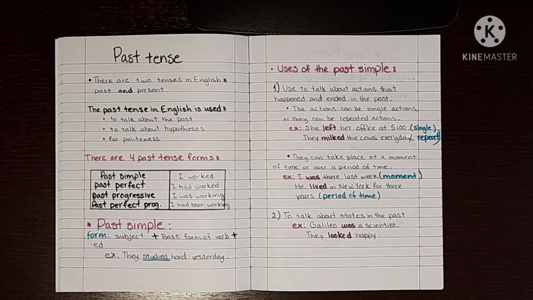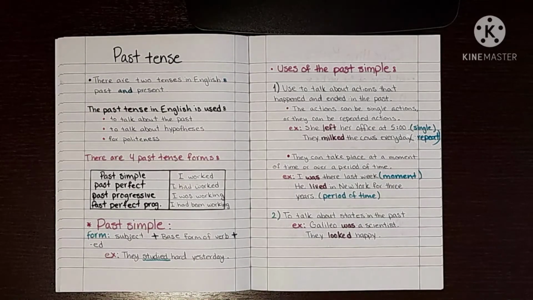The word yesterday is a time expression that shows that something happened in the past. Studied is the verb. The base form of it is study, which ends with a Y. When we change the word from the base form to the past, we look at the last letter. Study ends with a Y, and before the Y there's a consonant, which is the D. So we remove the Y, we put an I, and then we add ed. So this is how it turns out: they studied hard yesterday. I guess it's clear enough.